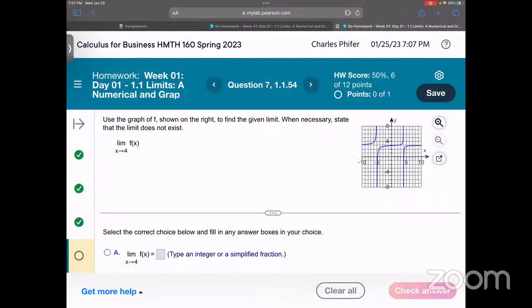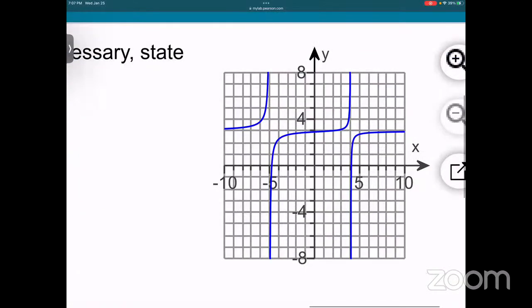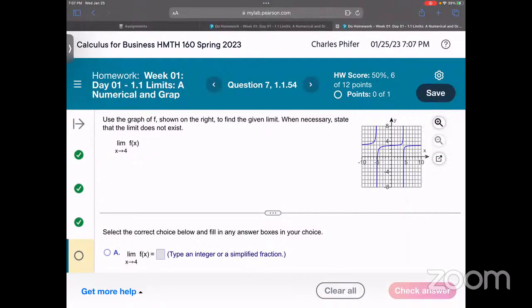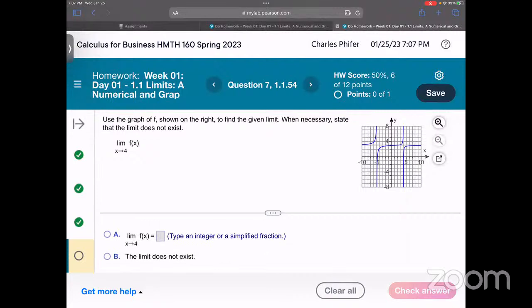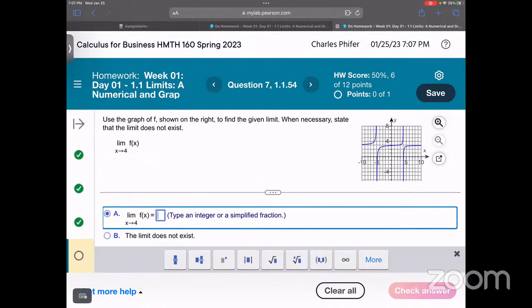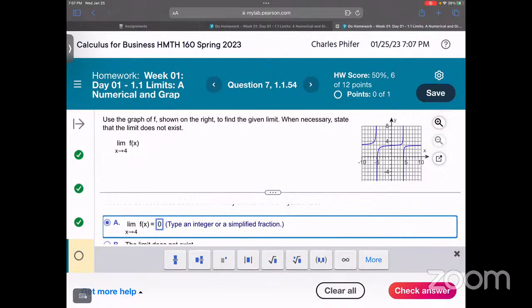The limit as x approaches 4. This one looks funky, right? The y values, okay. As x approaches 4 coming from the left, the y gets closer to 0. As x approaches 4 coming from the right, y still gets closer to 0. So it looks like the limit is 0, because as you come from the left or the right, the y values both look like they're approaching 0. I guess we got that wrong.